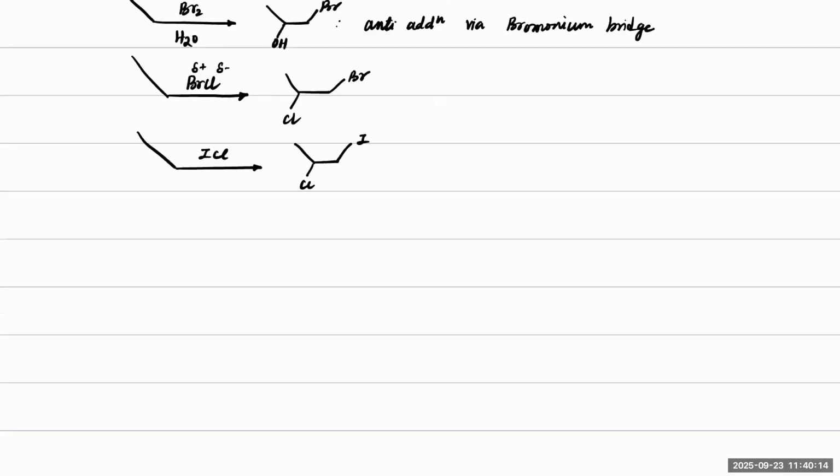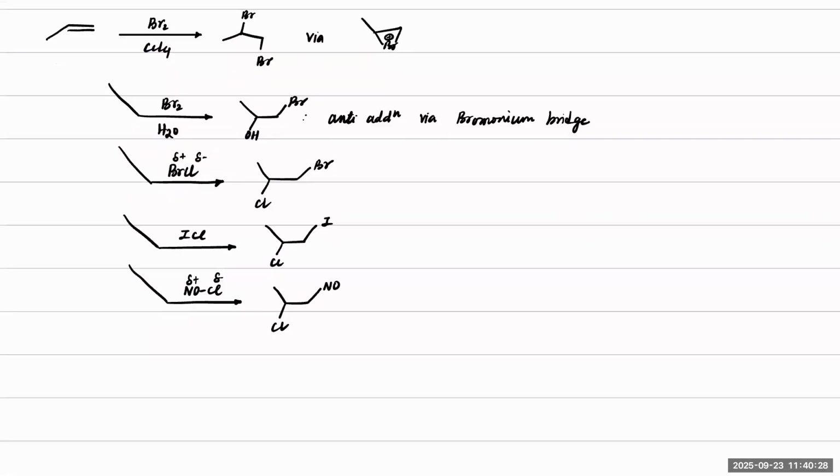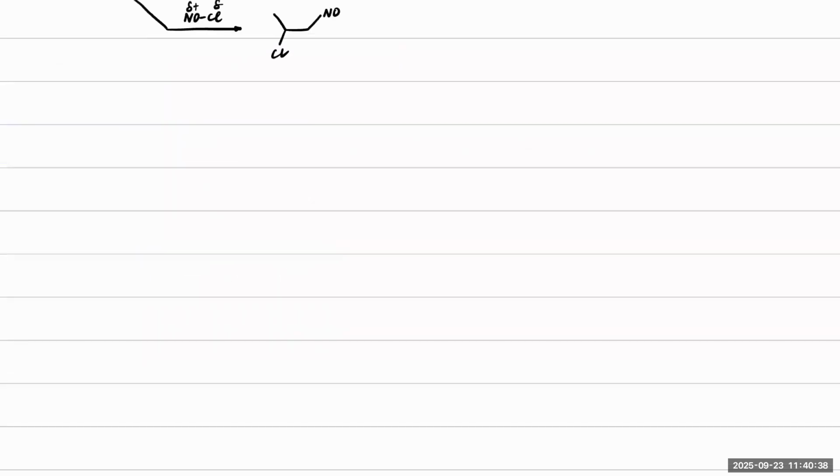Okay. And another reaction of a similar kind is NOCl, wherein NO will have delta plus and Cl will have delta minus. So here we'll get NO and here we'll have Cl. These are a few reactions. First we started with NBS and how the similarities are observed when it comes to electrophilic addition. The next reaction includes ozonolysis.